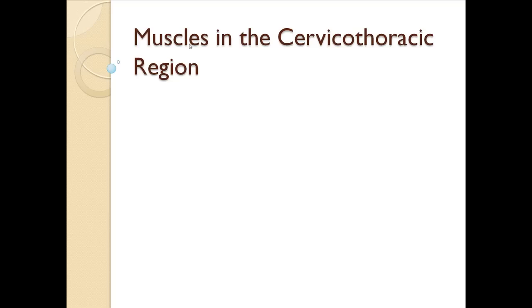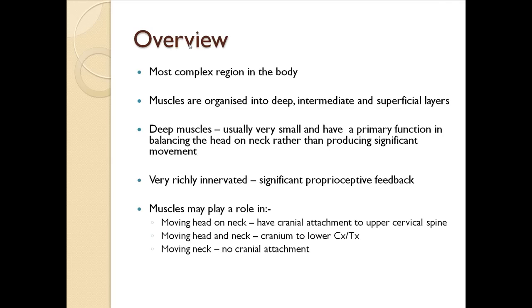Moving on to the muscles that we find in the cervicothoracic region. To give you a brief summary of them all, it's the most complex region that we have in the body, and the muscles can be divided up into deep, intermediate and superficial layers. The deep muscles are usually fairly small, and their primary function is to support the head on the neck rather than producing any significant movement. These are predominantly stabilizing muscles.